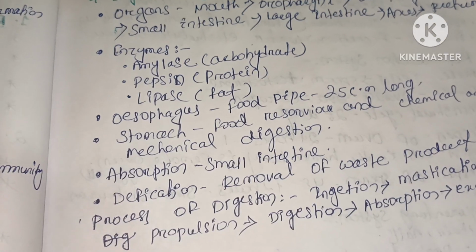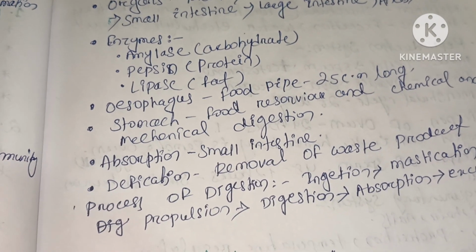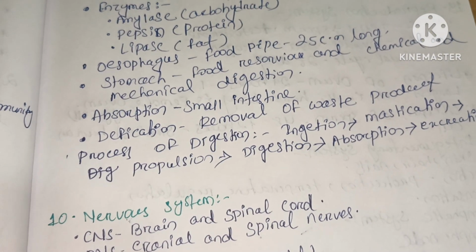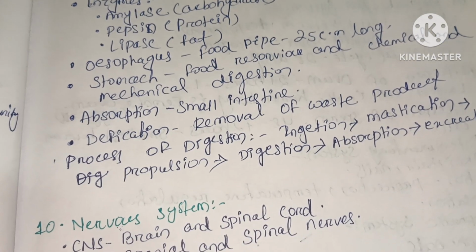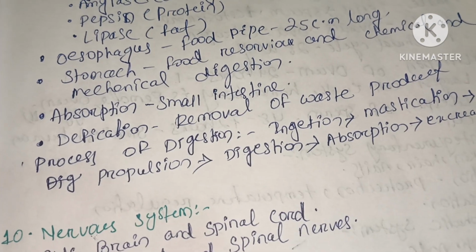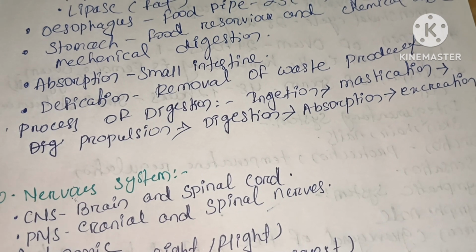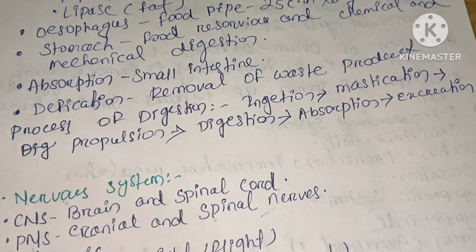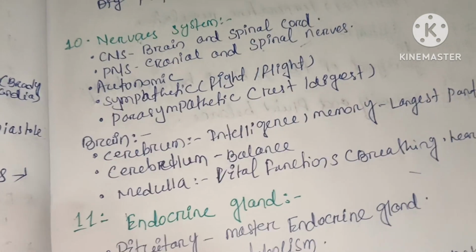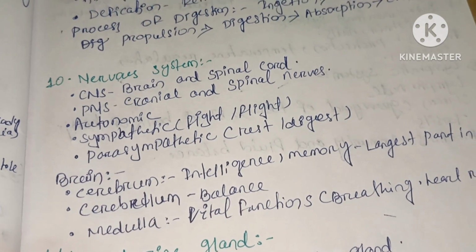Then the digestive system, organs contain mouth, oropharynx, then esophagus, stomach, and small intestine, anorectum. Enzymes include amylase, lipase, and pepsin. Esophagus is the food pipe, which is 25 cm long. Stomach is the food reservoir, and mechanical and chemical digestion takes place here. Maximum absorption takes place in the small intestine. Defecation is the removal of waste product in the form of feces.